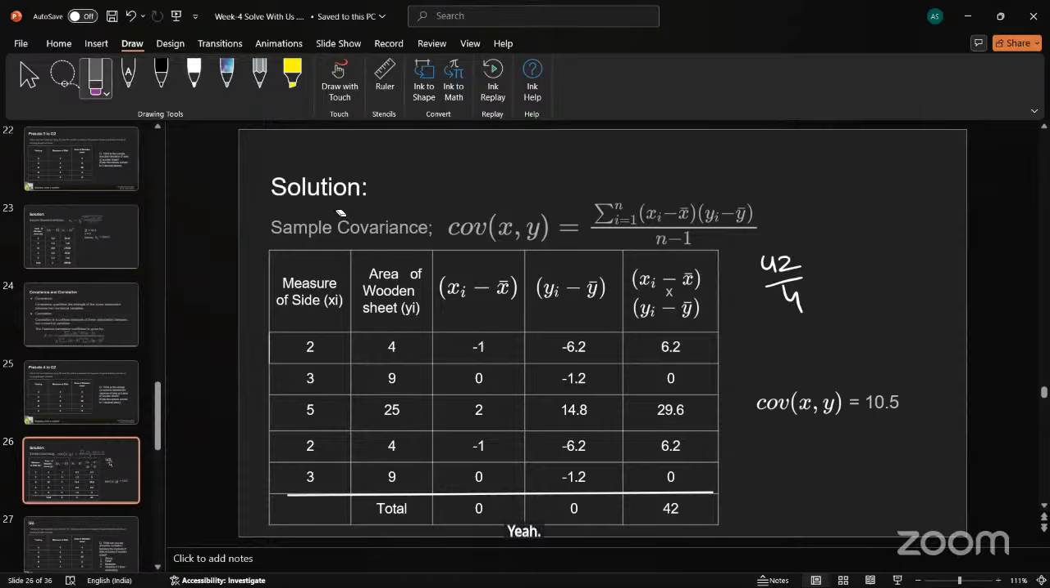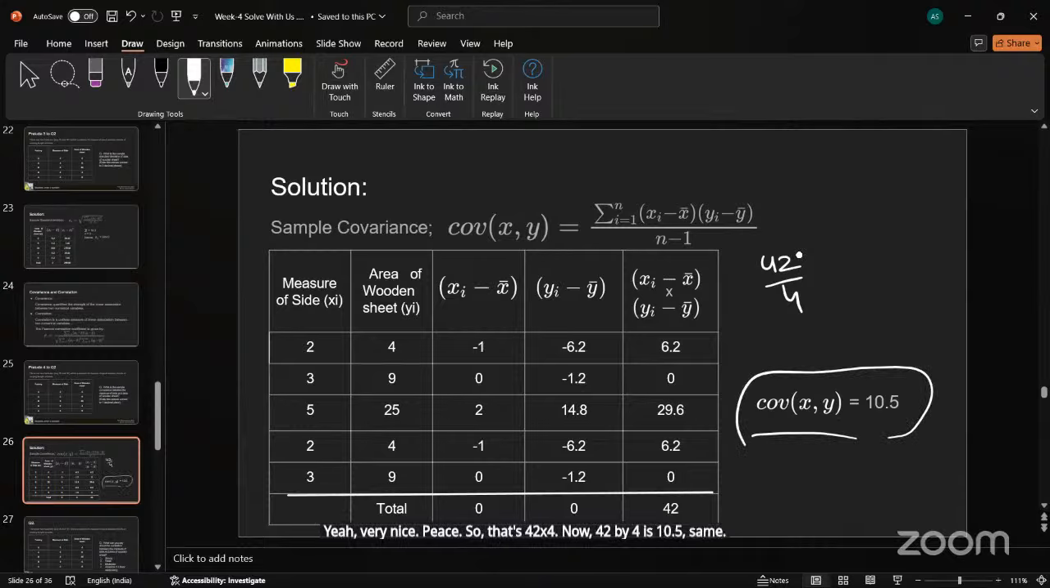And guys, answer, please. So it's 42 by 4. Now 42 by 4 is 10.5. Okay. So should I go ahead now, or does anyone have any doubt?